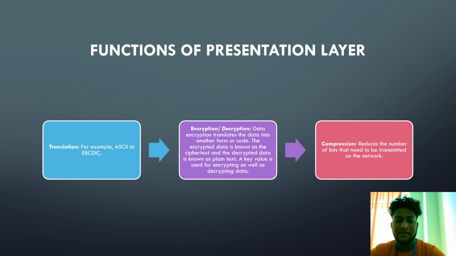Functions of the presentation layer. Translation, for example, ASCII to EBCDIC. Encryption and decryption of data. Encryption translates data into another form or code. The encrypted data is known as ciphertext and the decrypted data is known as plain text. A key value is used for encrypting as well as decrypting data.